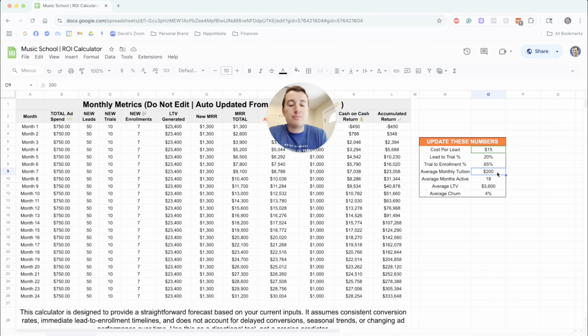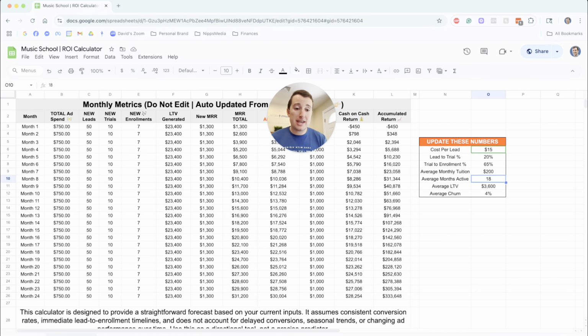Then you have average monthly tuition. So if you're like most schools, you probably have like a 30-minute weekly option, a 60-minute weekly option, and there's different tiers. In this case, you just want to get the average. It's not going to be perfect, but you don't want to go too high. You don't want to get too low. You just want to find the middle average. And a good way to calculate this is look at your monthly recurring income and the total headcount that you have, and go monthly recurring income divided by headcount equals your average monthly tuition. That'll get you pretty close.